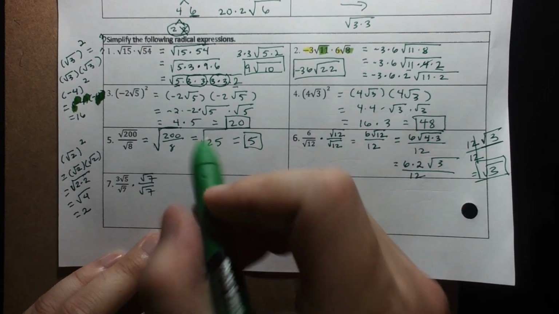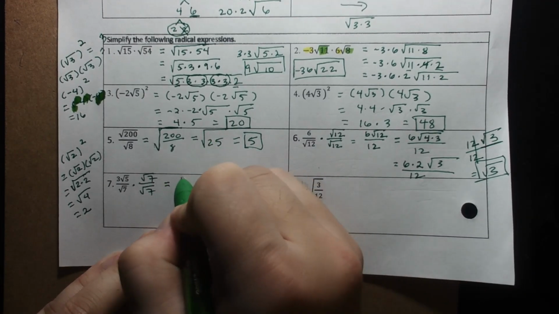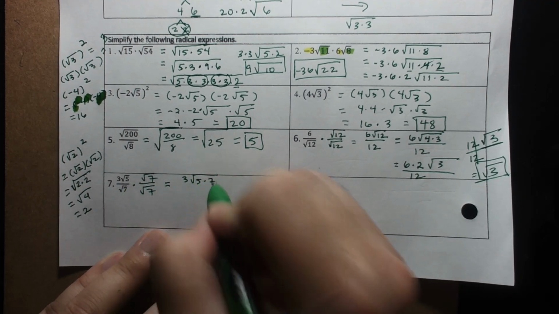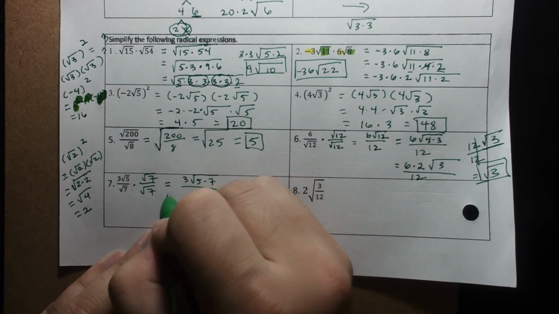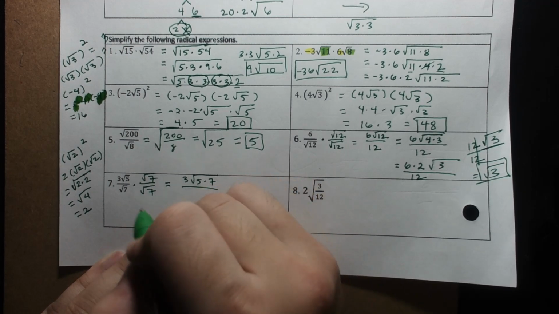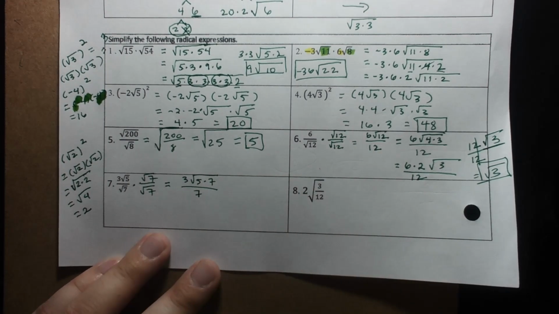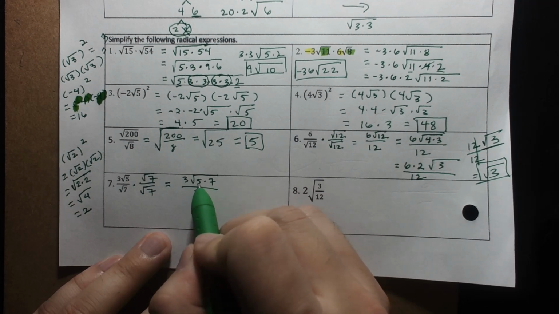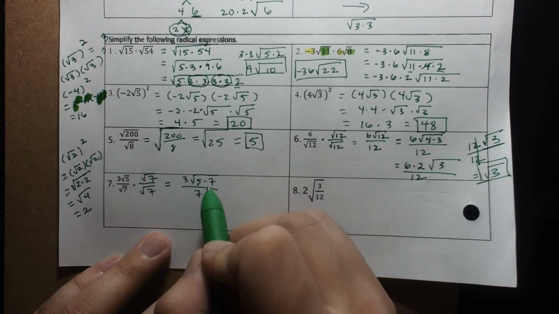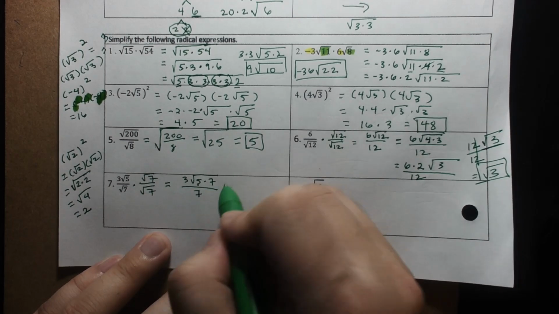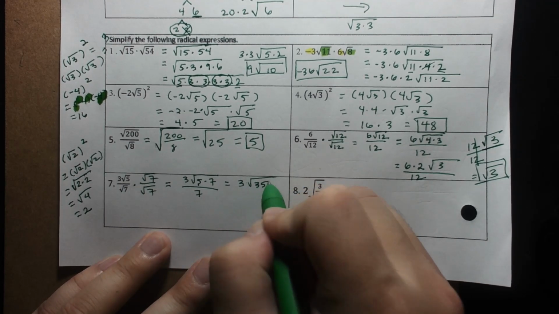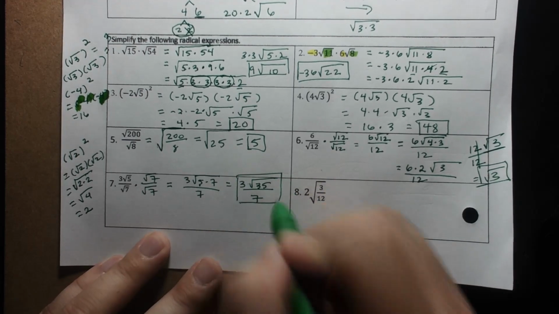Okay, we multiply across. So I have 3 times the square root of 5 times 7 all over the square root of 7 times 7, or just 7, right? And then I can check to see if I need to break anything down here. I can't break down the 5 and I cannot break down the 7. So your answer is 3 root 35 over 7. There you go.